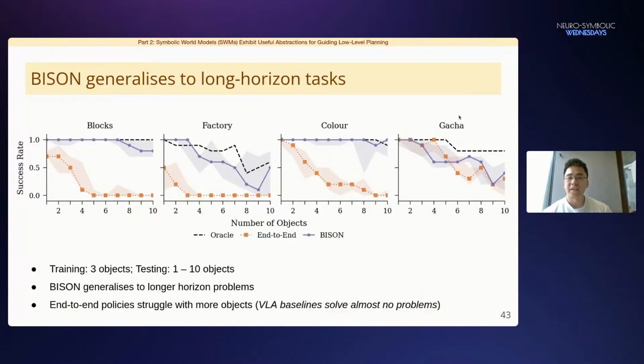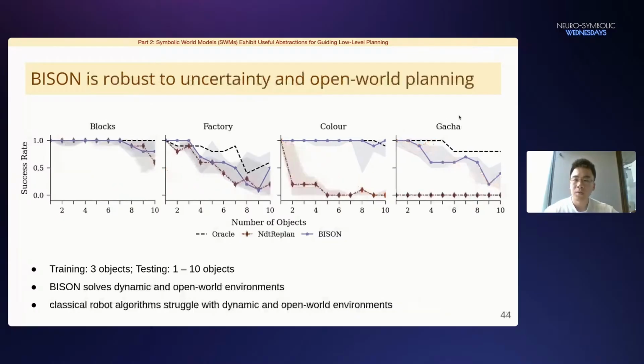So the first part of our experiments tries to look at how well Bison generalizes to long horizon tasks. Here we simply plot the success rate of our approach on solving different problems relative to the number of problems in the environments. Recalling, we train only up to 3 objects, and we test and evaluate up to 10 objects. We see here that Bison generalizes to longer horizon problems relative to our end-to-end baselines. We also see that VLA baselines even struggle with our benchmarks and solve almost no problems.